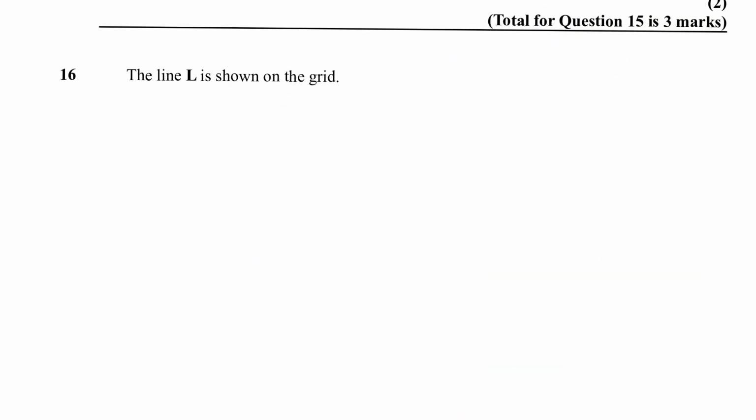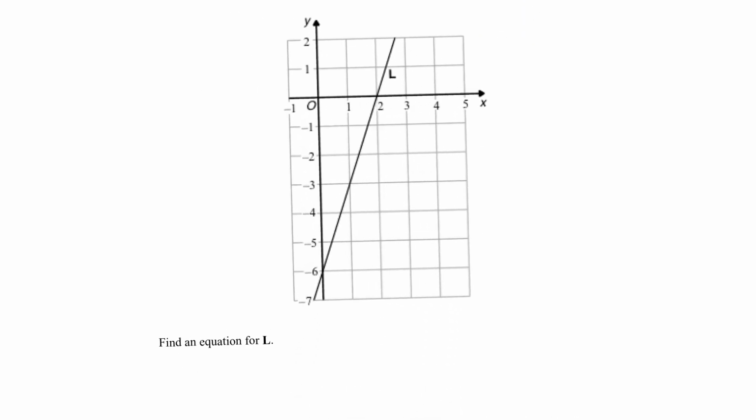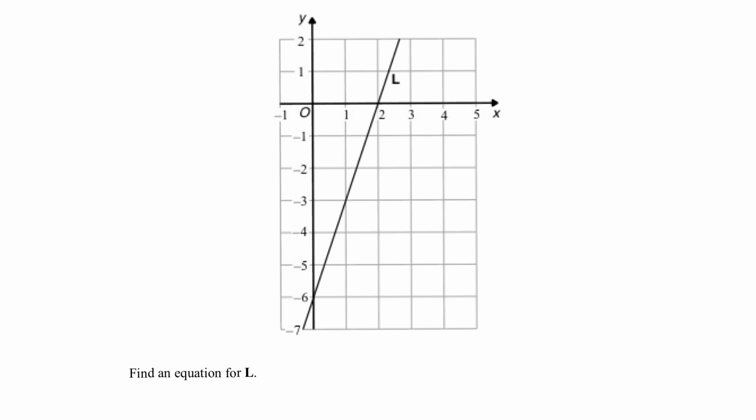So then moving on to question 16, it says the line L is shown on the grid, and it wants us to find the equation of L. In terms of finding an equation of a straight line, the first thing is that you want to work out the gradient. So you want to pick 2 points. I know the difference between the y's of those points is you've added 3, and the x's you've added 1. So to work out gradient, remember it's your change in y divided by a change in x. So 3 divided by 1 is 3. So my gradient is 3.